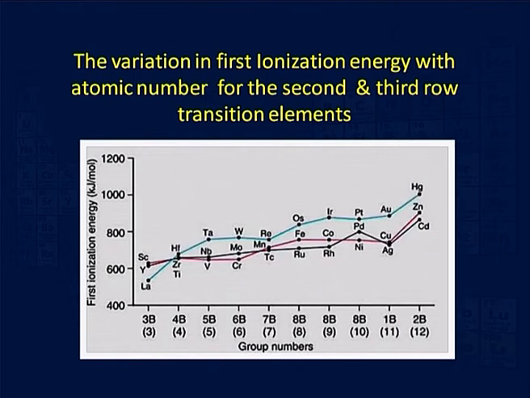The pictorial variation in the first ionization energy with atomic number for all three transition series is depicted in this picture. You will see that as we move from left to right, the ionization energy increases slowly, and a very similar trend is found for second and third row transition elements compared to first row transition elements.